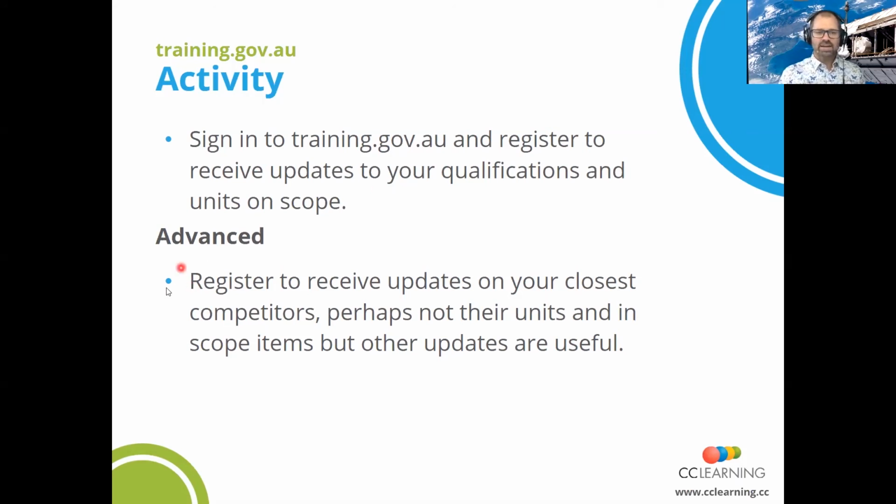And as an advanced activity, go and register to receive updates on your closest competitors. Perhaps not their units, because that'll be a lot of information coming to you, but other updates are useful. So knowing when they're updating details, maybe when they've sold the company, they're going to have to update the contact details. Maybe we have a change of staff, they're going to update details. If you're keeping in close contact with those competitors, it's good to know that information. You might get a heads up before it actually comes out.